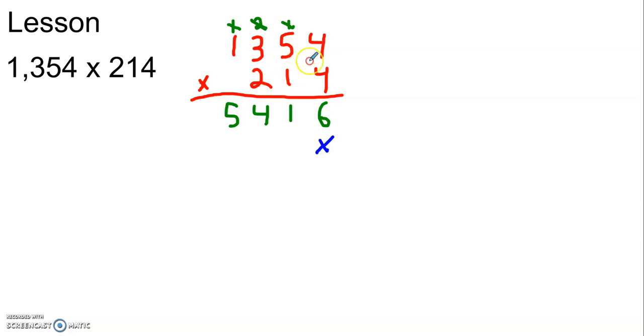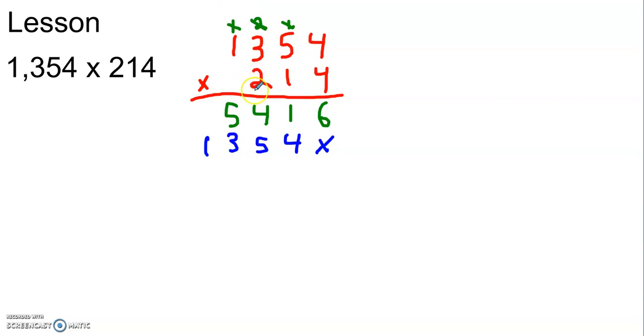And then I could do 1 times 4 gives me 4. 1 times 5 gives me 5. 1 times 3 gives me 3. 1 times 1 gives me 1. So now I know that 1,354 times 10 is 13,540. Now that I'm done with the 4 and the 1, I could do 2.